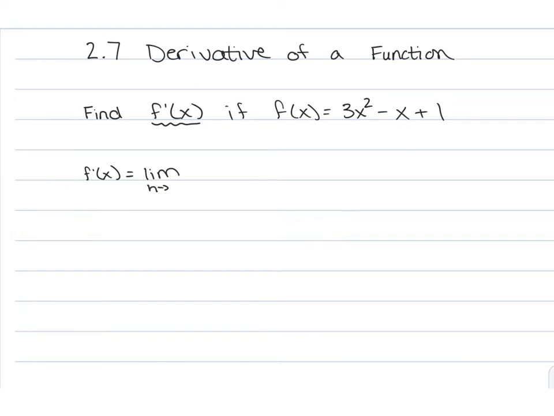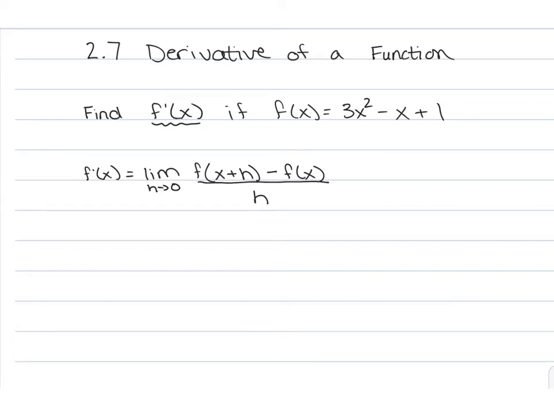So we're going to use the limit as h goes to 0, but instead of f of a plus h, because we don't know what a is, I'm going to have f of x plus h minus, and instead of minus f of a, it's going to be minus f of x, all over h. So the formula is the same, but instead of an a, or a numerical value for x, we're just going to leave it in terms of x.